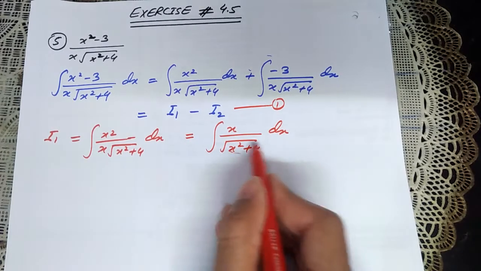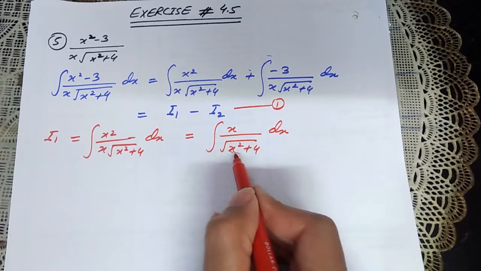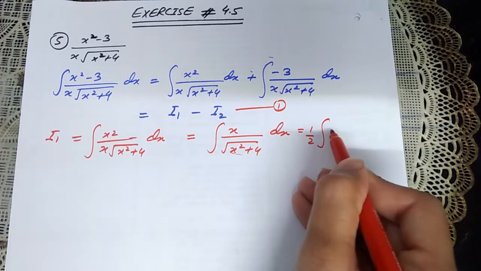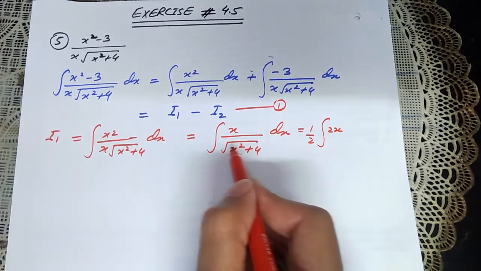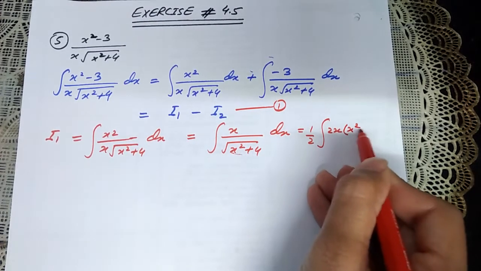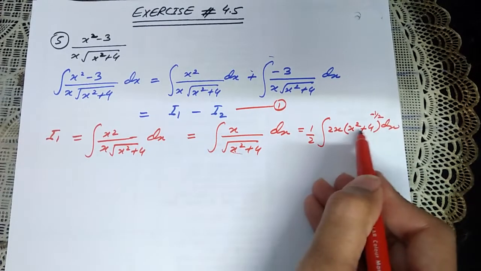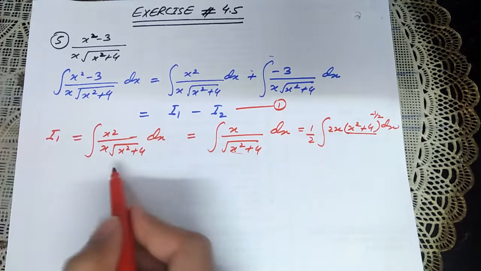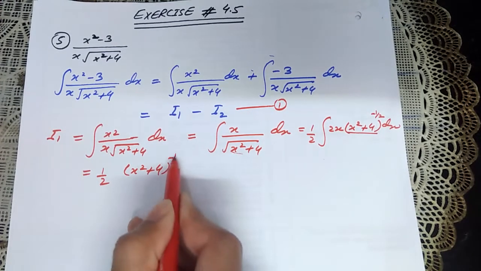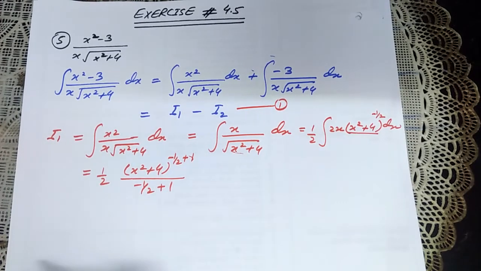Now we know that if we take the derivative of the inner function of the under root in the denominator, that is 2x. I can make 2x here by 1 by 2 into 2x like this. Now this under root x² + 4 can be moved up and its power will become negative 1 by 2 dx. Now this function has its derivative with itself, so it will be power plus 1 divided by that power, like this.